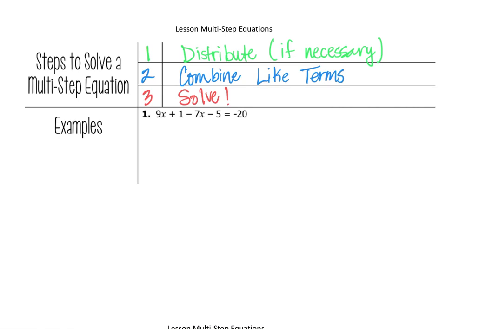Okay, this lesson video is on how to solve multi-step equations. So multi-step means there's quite a few, more than one or two. Okay, so our steps are here at the top.